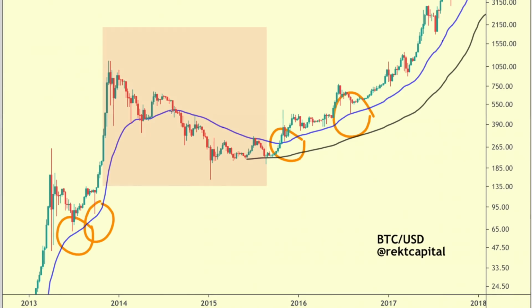The problem though would be if we were to now be at the 50-week exponential moving average, which we are now, but like in 2014, we retrace towards it, rebound from it, and have a weak rebound, and then just try to rebound from it again, but actually lose it as a support and then actually test it as a resistance before rejecting towards the downside.